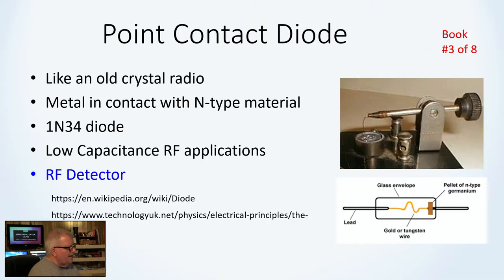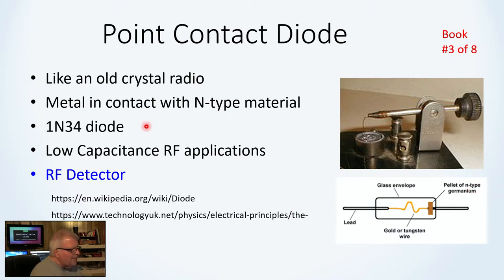A point contact diode typically is made, at least this one is germanium. And look at this pictorial. Doesn't it look a lot like this? Here's that wire going down to the semiconductor material. If you look inside the glass envelope of this diode, you see there's a little wire, and it's going up to a pellet of N-type germanium. This is a 1N34 diode.